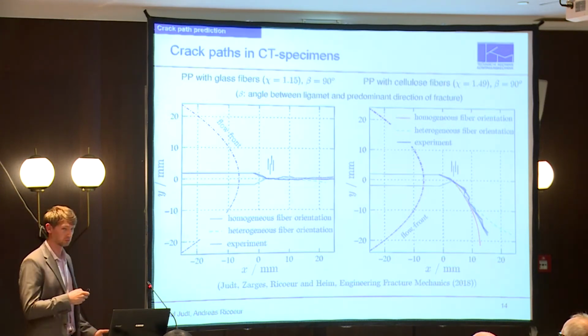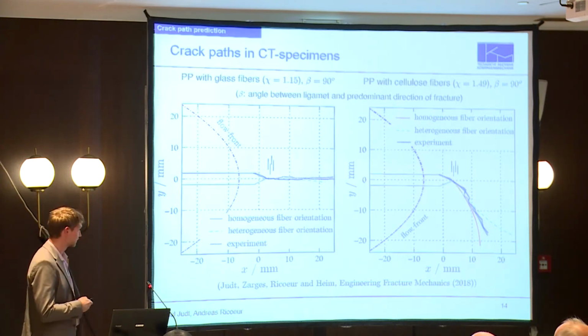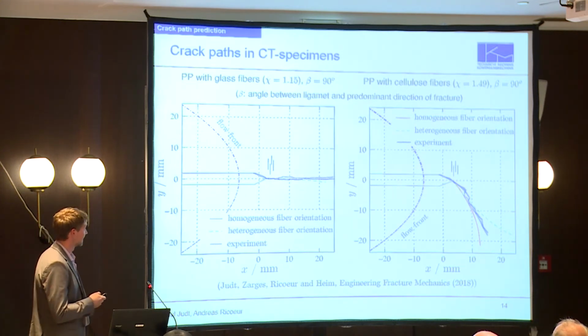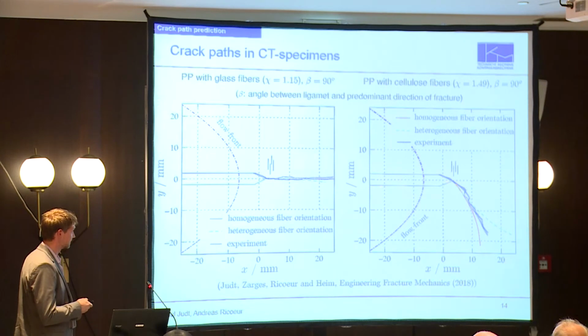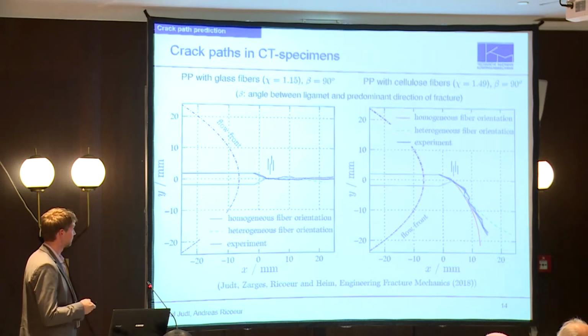This is also what we would have expected, because the CT specimen is a mode I loaded specimen. If we now have a look at the higher anisotropy ratio, we see a strong and immediate crack deflection, and this is also represented by our model. Again, we see that the experiment is in between these two assumptions. So with this model, we can capture such effects very well.